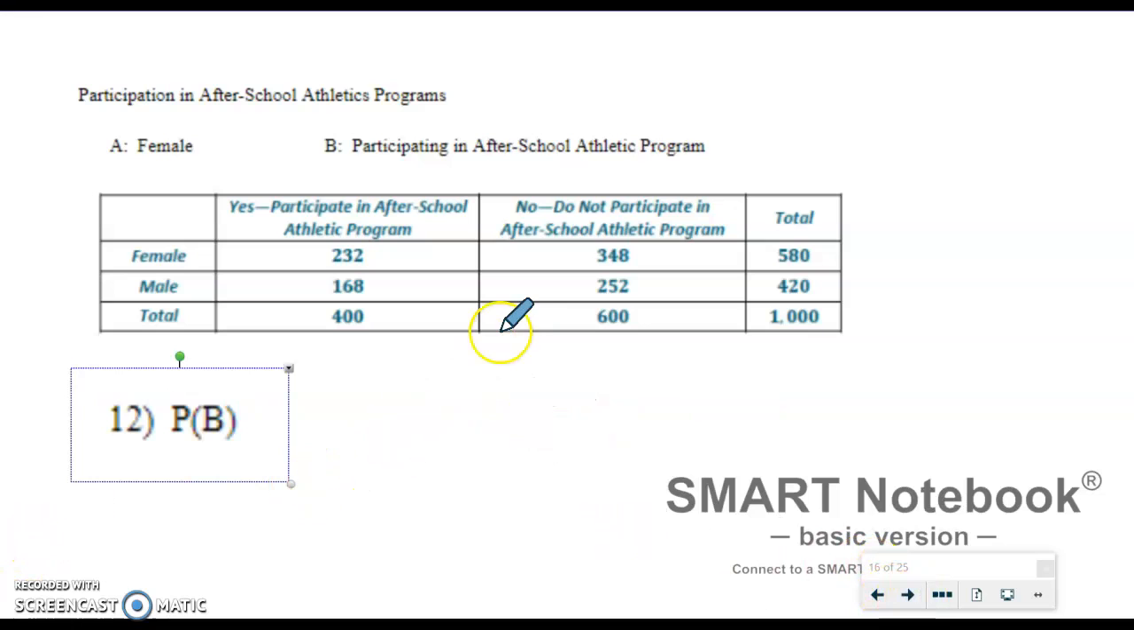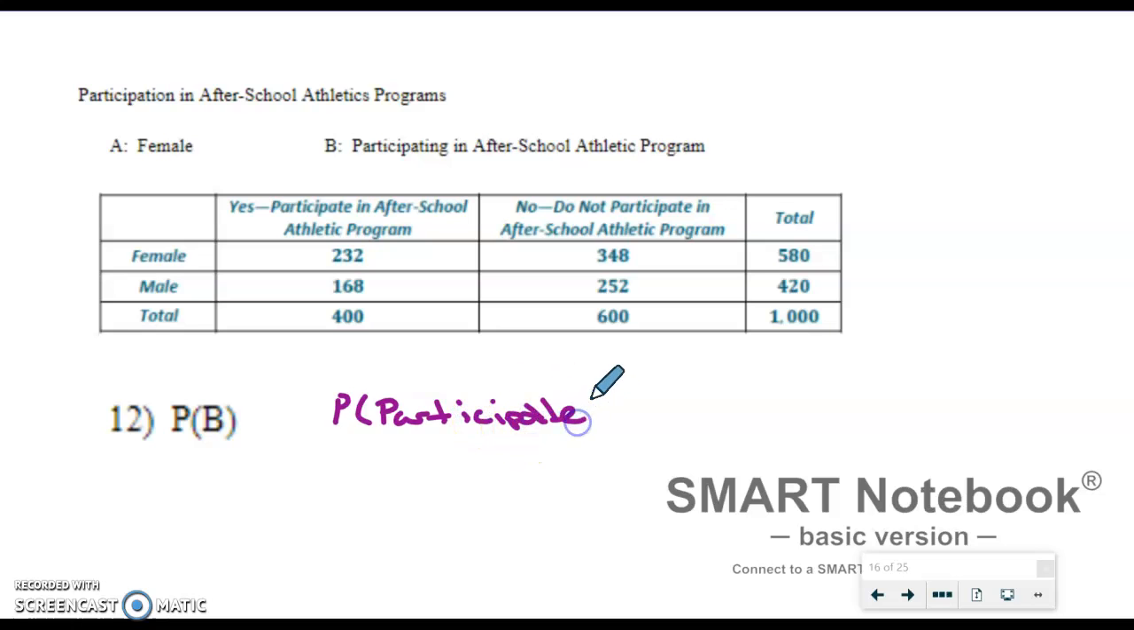And this next question is asking what is the probability of B happening? In this situation, B is they participate in an after-school activity. All right. So what is the probability that they participate? Well, how many people participate overall? It's about 400. So 400 out of 1,000, or we're looking at like a 40% chance that happens.